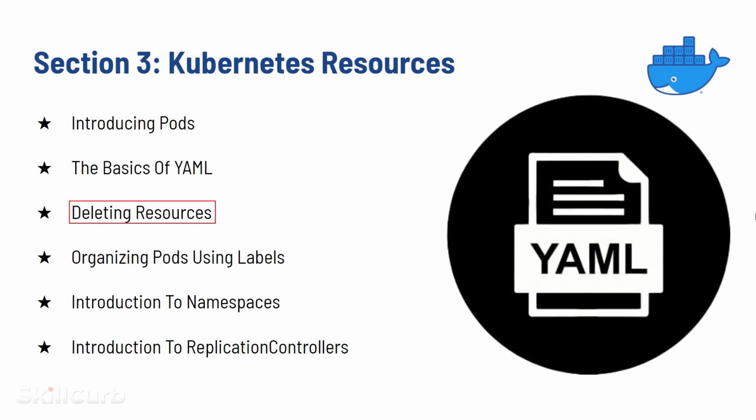Then, we learned about how we can delete Kubernetes resources if the need arises. It's simply done using the kubectl delete command, specifying the resource type and then the name of the resource.